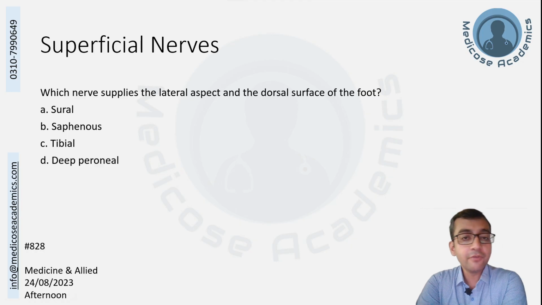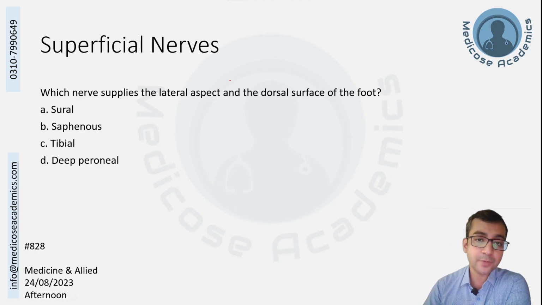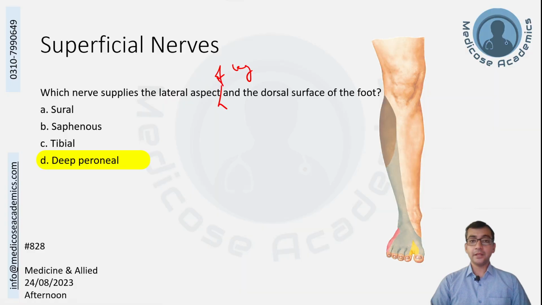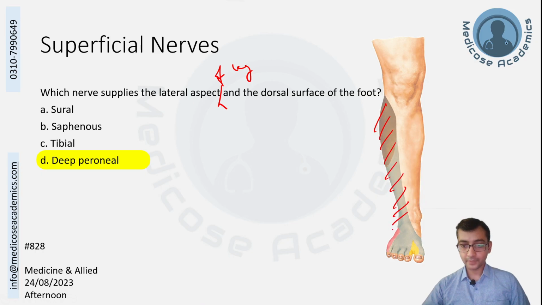Which nerve supplies the lateral aspect and dorsal surface of the foot? Where lateral aspect of leg can be a better word. Lateral aspect of leg and dorsum of the foot is supplied by common peroneal nerve to be more accurate, but lateral aspect of leg is not given, and the only option near to the correct answer is deep peroneal nerve. That is the correct answer here.